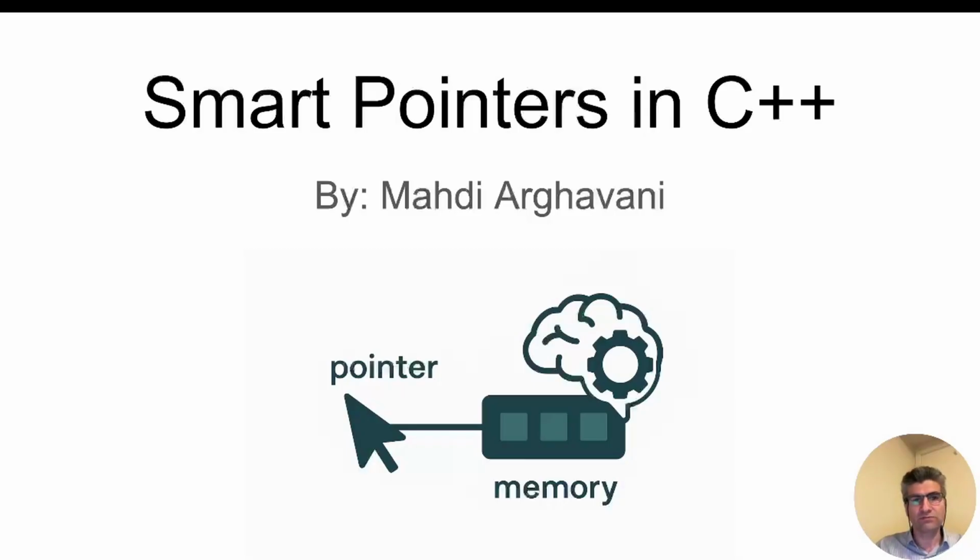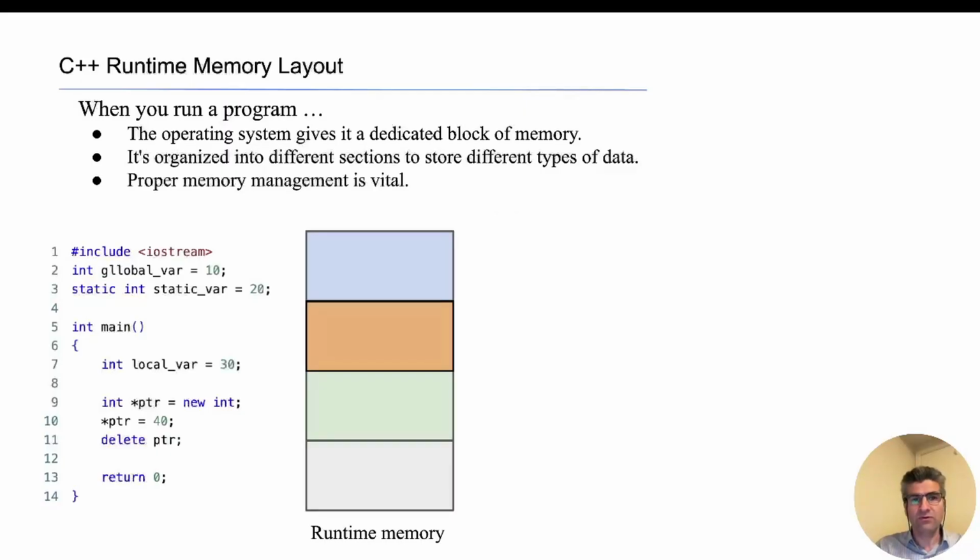Before we get into what makes smart pointers so smart, let's start with a brief review of how memory is managed at runtime. When you run a program, the operating system gives it a dedicated block of runtime memory. But this memory isn't just one big unstructured space. It's carefully organized into different sections to store different types of data. Proper memory management is vital. It helps to prevent crashes and also helps to optimize system performance.